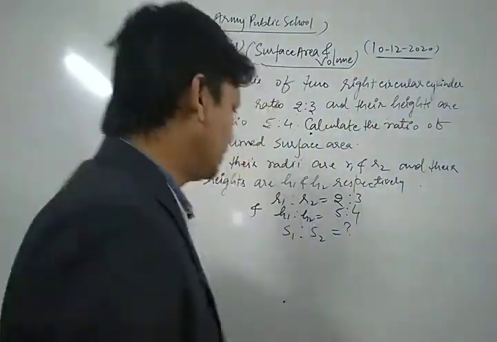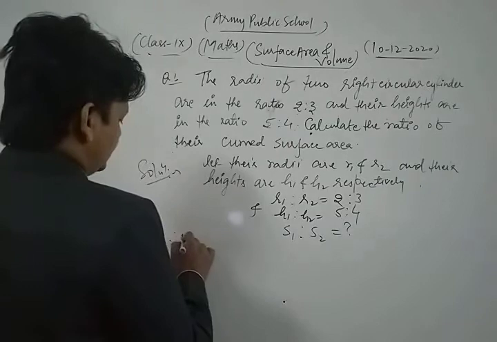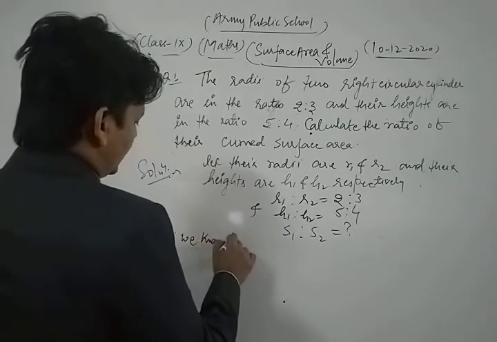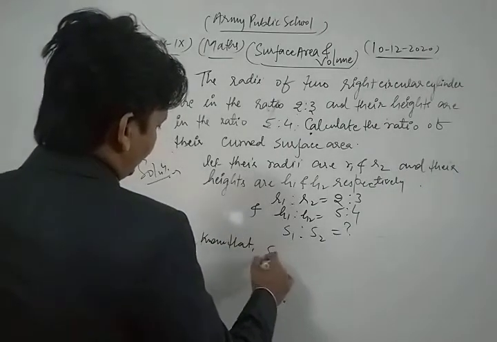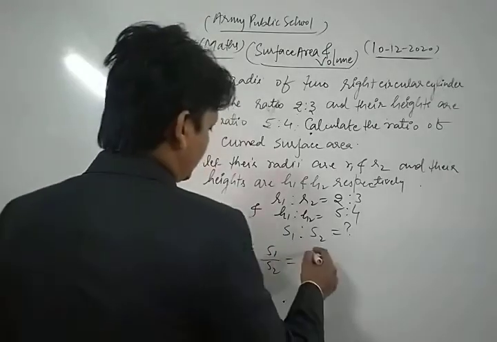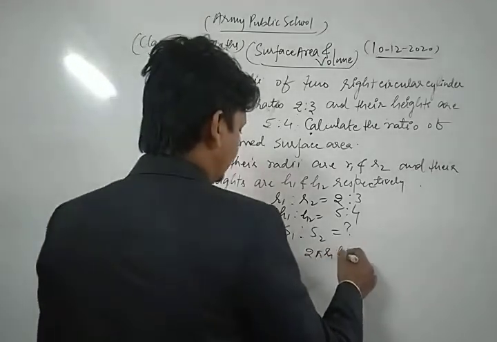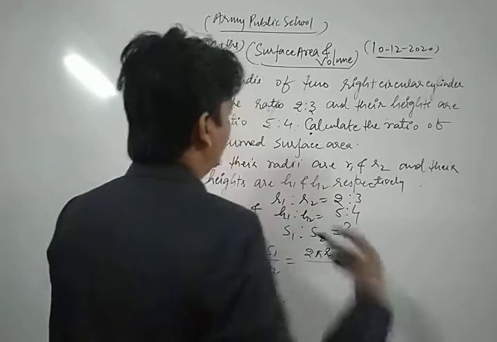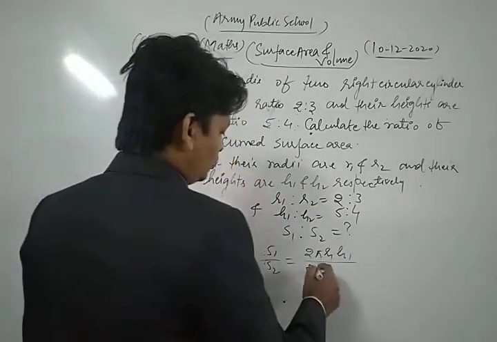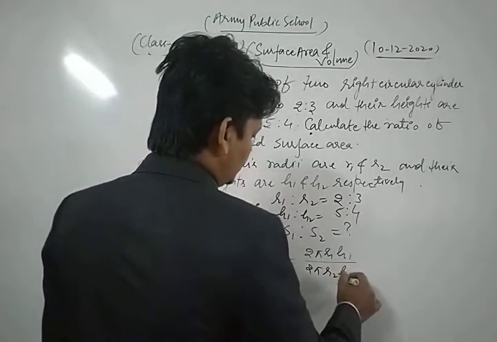Now dear student, we know that S1 upon S2 is equal to, S1 is 2 pi r1 into h1 upon, this is 2 pi r2 into h2.